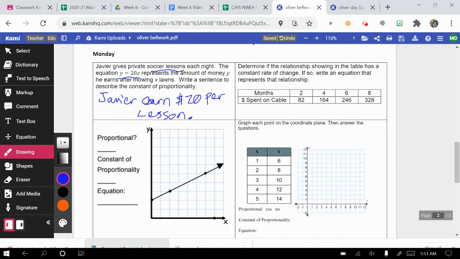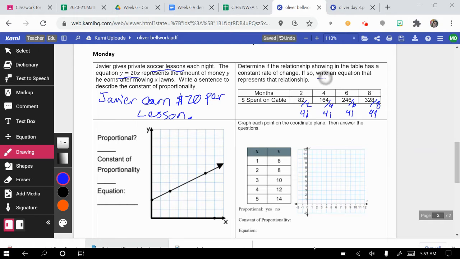Now we need to determine if the relationship shown in the table has a constant rate of change. If so, write an equation that represents it. So if I take 82 and divide it by 2, that becomes 41. 164 divided by 4 becomes 41. Divided by 6, 41. Divided by 8, I get 41. Notice how they all came down to this.